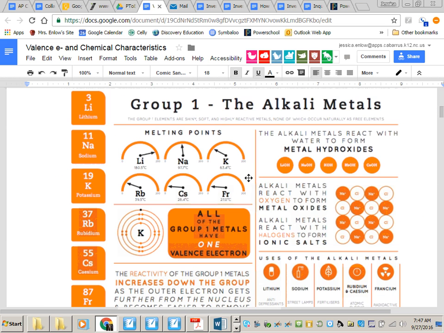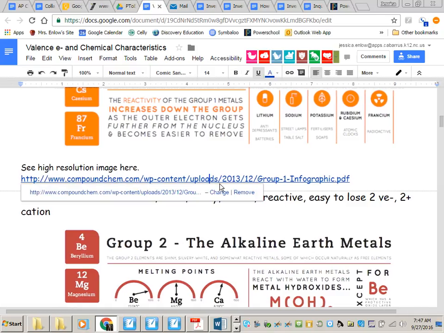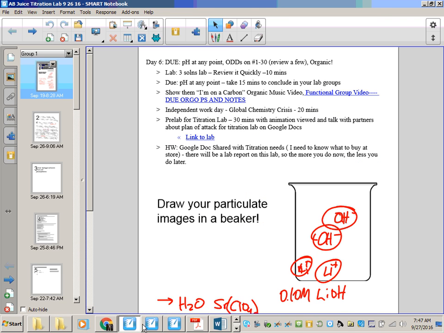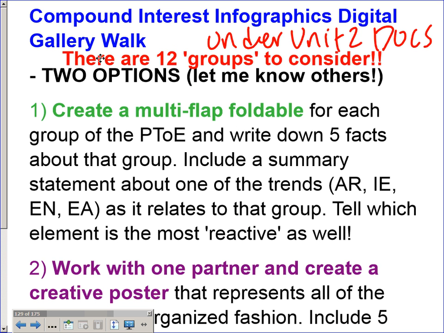These are filled in, but this is a really low pixel image, so I linked right below that a high resolution image. When you click that, it'll bring you to the actual high resolution image, which is from the Compound Interest infographic website. So that's basically what you're going to be looking at, but there's tons of information there, right? I don't need you to glean every piece of information. I need you to give me a little bit, so that means 5 characteristics about each of these groups.